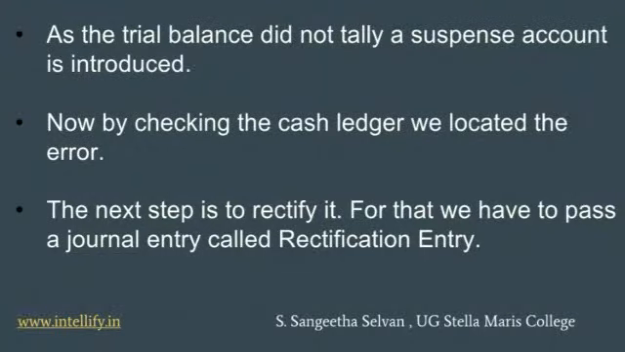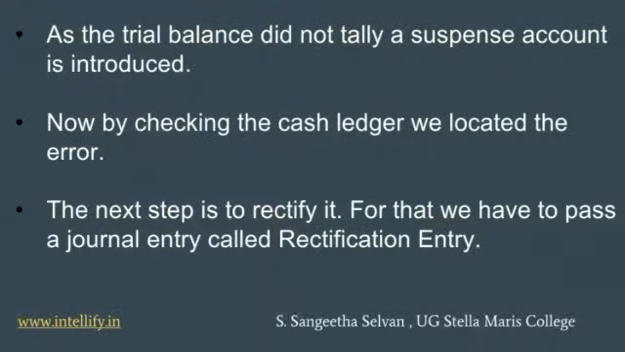Now, as the trial balance did not tally, we introduced the suspense account. By checking the cash ledger, we located the error also because we had only two ledgers. So it is very easy to locate. Even if we have many ledgers also, by following the procedures listed in the previous video, we can easily locate the errors. Now, after locating the same, the next step is to rectify it.